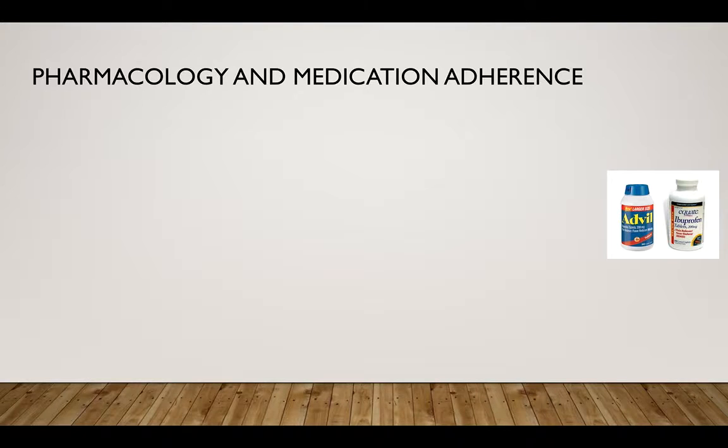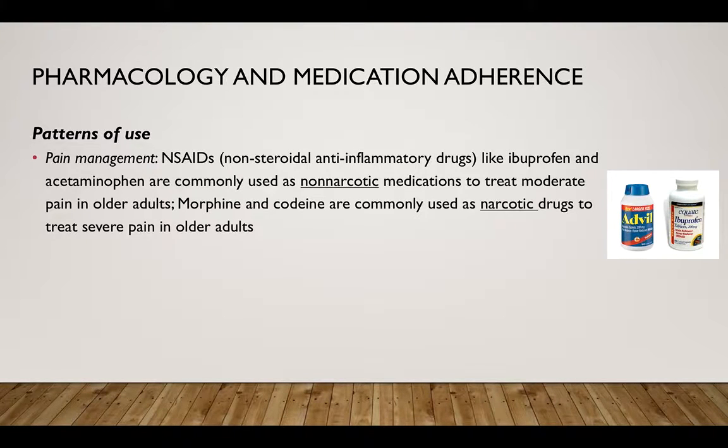We're going to briefly talk about pharmacology and medication adherence. In terms of patterns of use, many older adults use NSAIDs, or non-steroidal anti-inflammatory drugs like ibuprofen and acetaminophen. These are non-narcotic medications that treat moderate pain in older adults. Morphine and codeine are commonly used as narcotic drugs to treat severe pain in older adults.